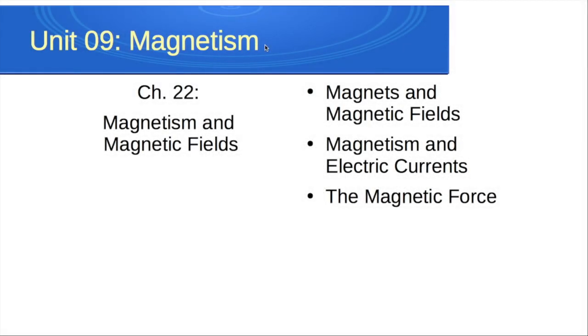All right, we're starting Unit 9, which is magnetism, and the first part of our unit, Chapter 22, is magnetism and magnetic fields. So we're going to look at what's a magnet, what's a magnetic field, how does magnetism arise from electric currents, and what are the magnetic forces that can arise due to those magnetic fields.